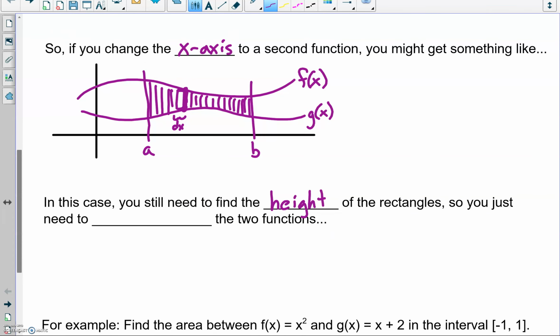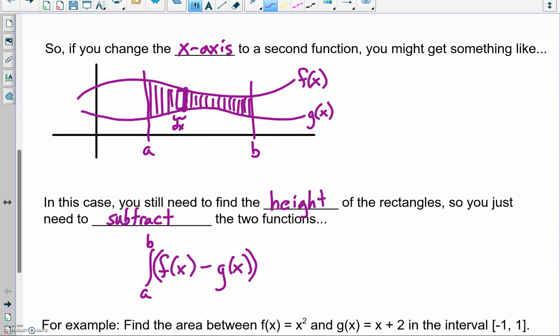So in order to get that height, we just need to subtract the two functions. So we would get the integral a to b of f of x being the upper minus the g of x being the lower. You want to make sure and get a positive height.